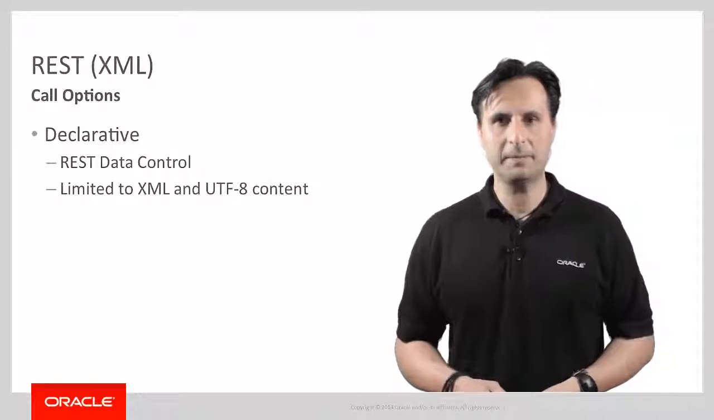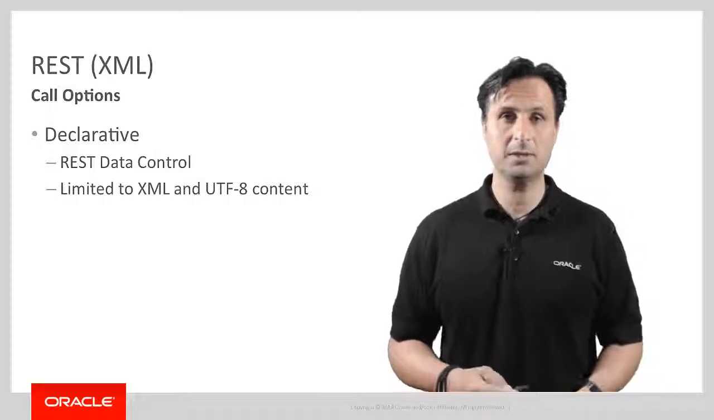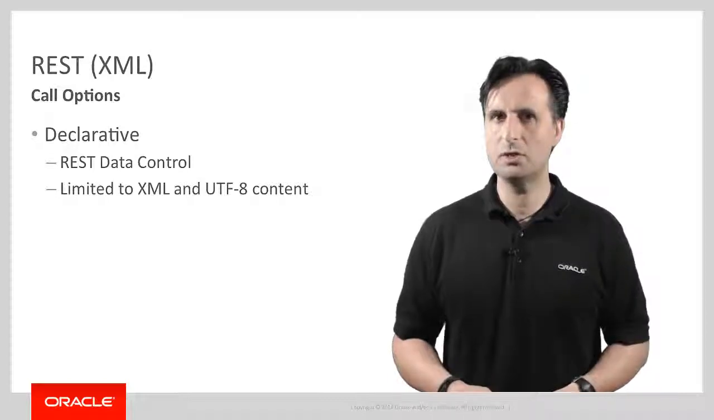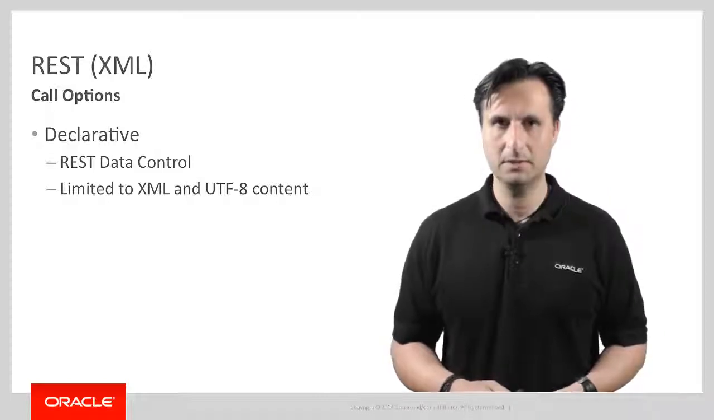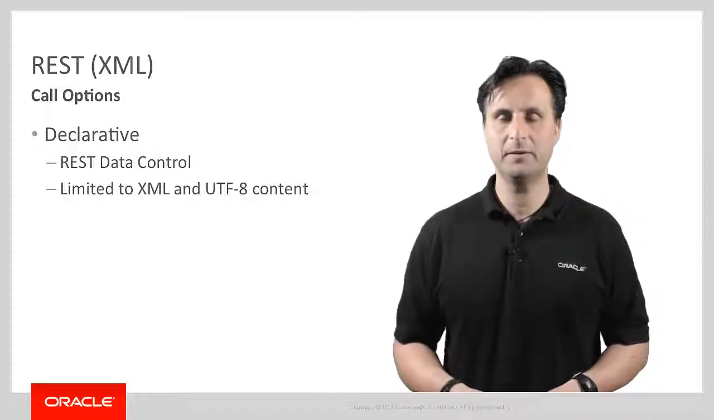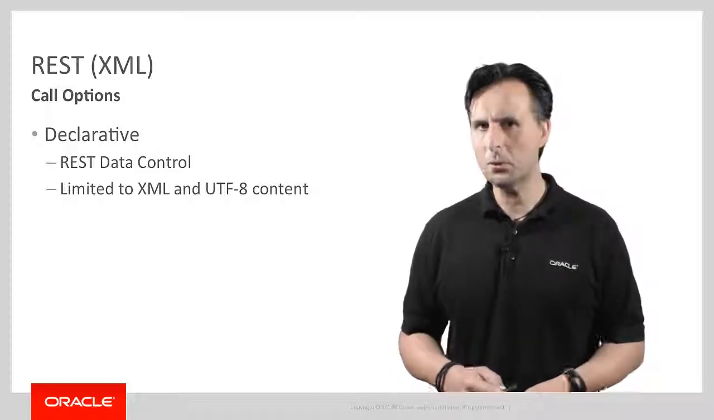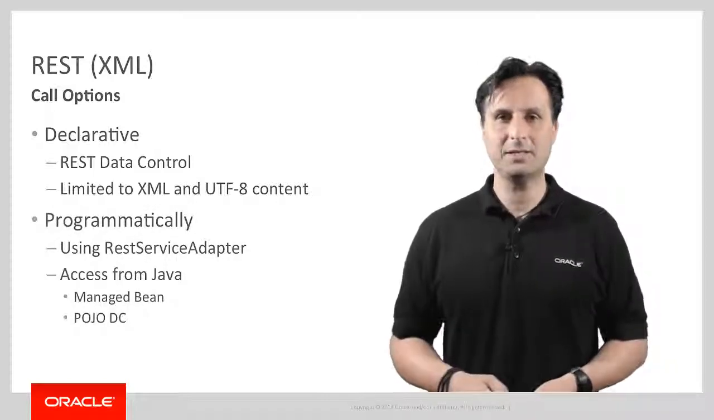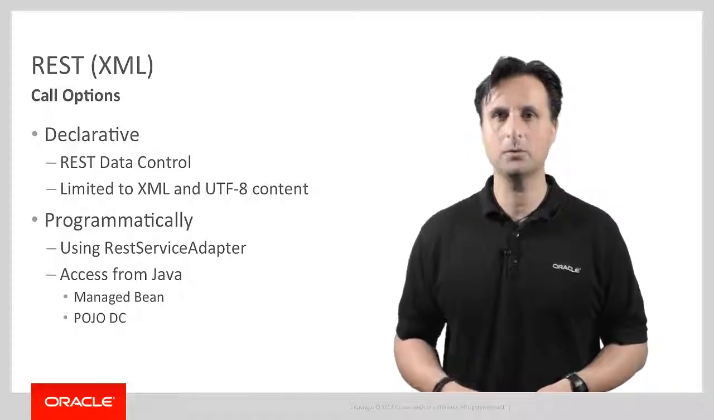Now, when talking about the XML payload, the call options we have, first of all, is declarative, so I can use the data control panel and just drag and drop that in. The limitation to that approach is that I must have XML and it has to be UTF-8. If there's any variation of that, if you don't have an XSD or whatever, then the programmatic approach would still apply, which is to use the REST service adapter, similar to the way that we use it with JSON, and get your XML payload from there. So you're covered no matter what the payload is. So let's continue with the declarative approach.